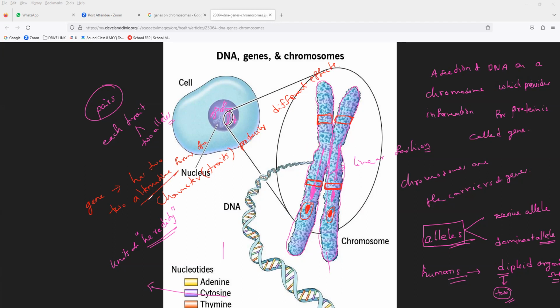Those alternate forms only we used to call alleles. What do we call them? The alternative forms only we used to call alleles. One is the recessive allele, another one is what? Everybody? Dominant allele. Dominant. Clear? So write it, everyone.